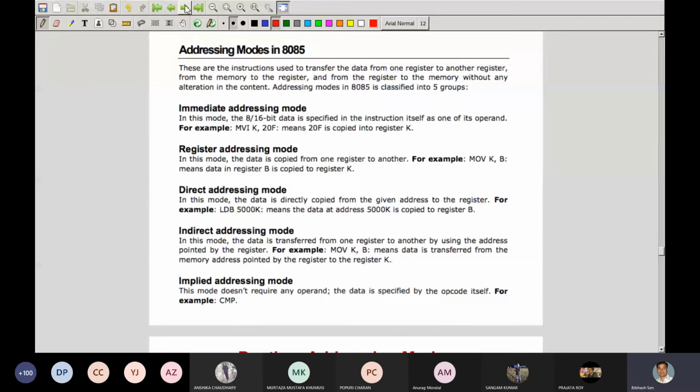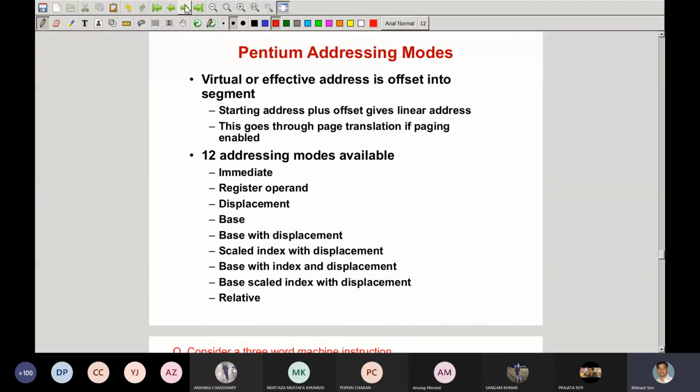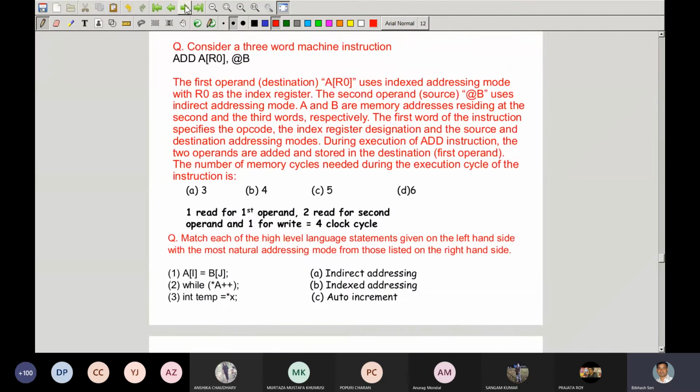Here I have mentioned all these things separately. The Pentium ARM addressing modes are using these. So see, some examples I have given. Can you tell me what type of addressing mode this one is? What type of addressing? Sir, memory, sir. Not clear, your voice is breaking a little bit.